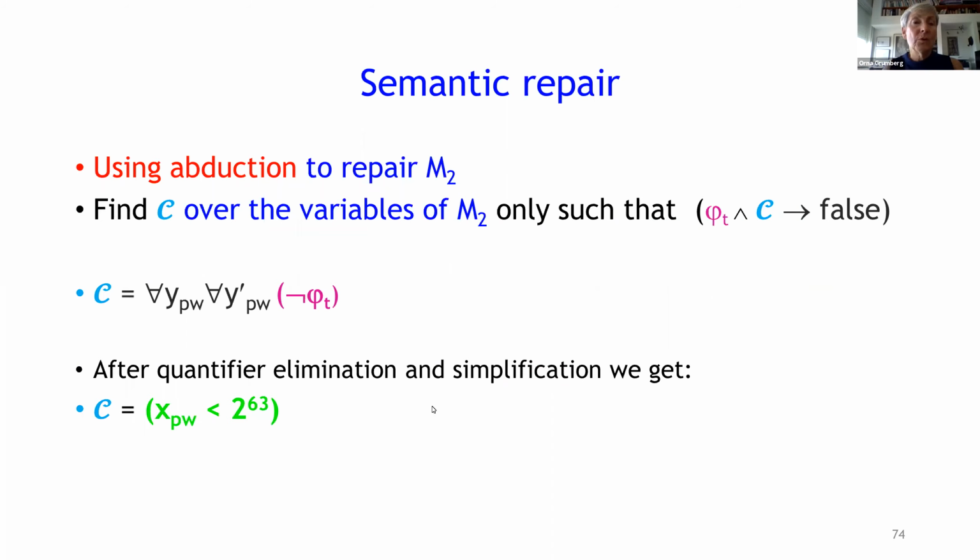So as said, we want to find this constraint, and we want this constraint to be expressed by means of the variables of M2, because we want to repair M2. So what we do, we take not phi2, we want phi2 not to hold, and we quantify out the variables from M1, which is ypw and y prime pw. And after quantifier elimination and simplification, which were applied by Z3, we get the constraint that xpw must be smaller than 2 to the 63.